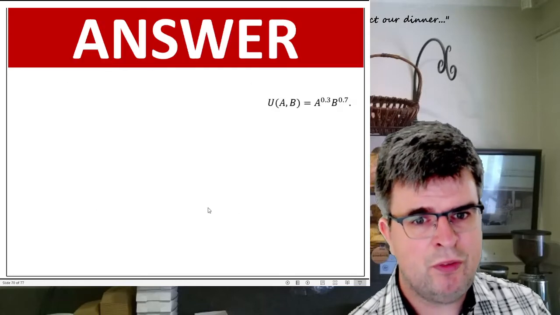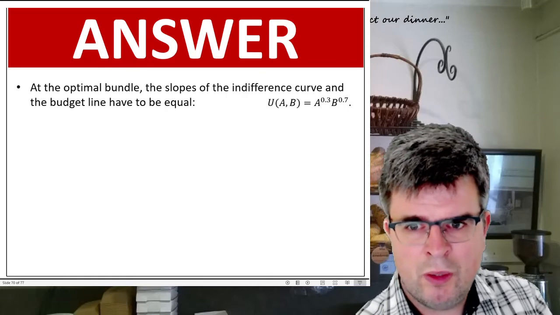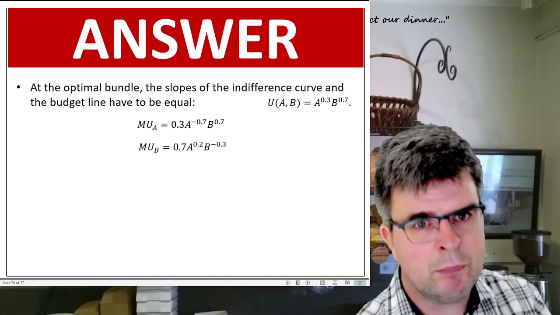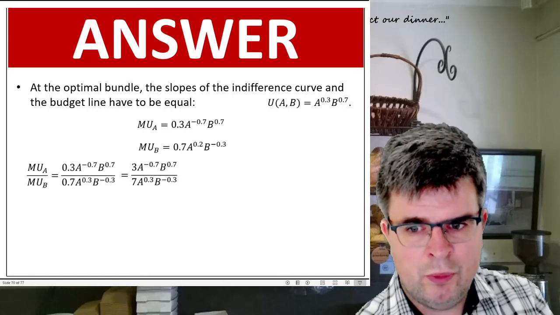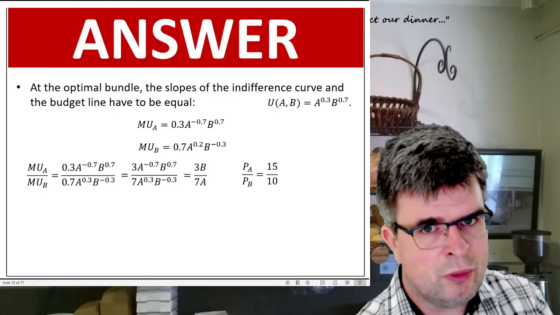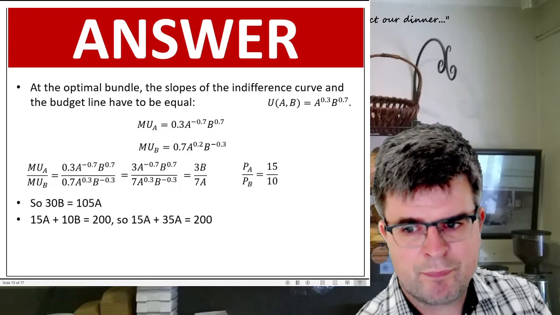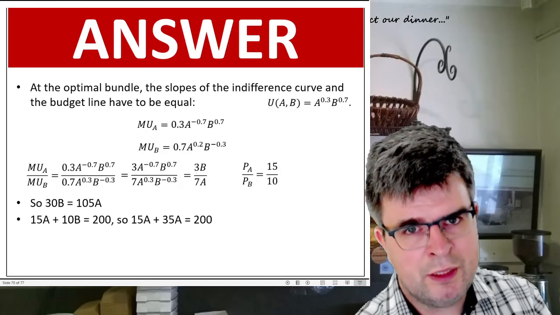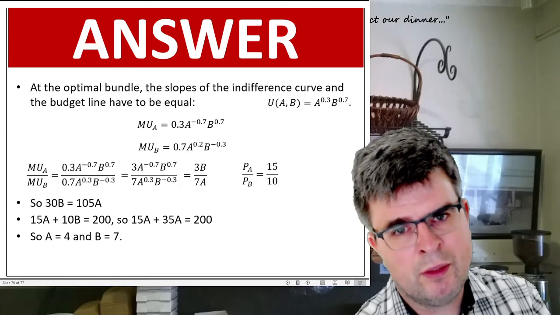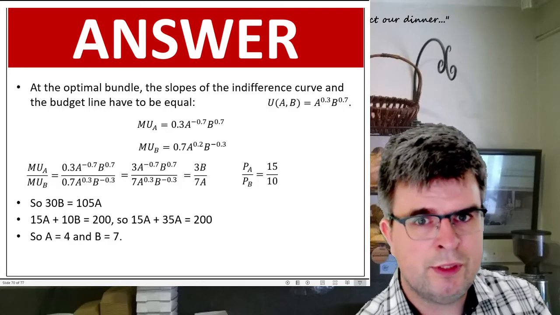Okay, if you gave it a try, then this is the outcome. So at the optimal bundle, the slope of the indifference curve and the budget line have to be equal. You get marginal utilities. You can simplify. You know the prices of the two goods, so you know the slope of the budget line. You equate the two, and you plug this into the budget constraint, solve for A, and you get an optimal solution that the number of artichokes is equal to 4 and the number of beans is equal to 7.